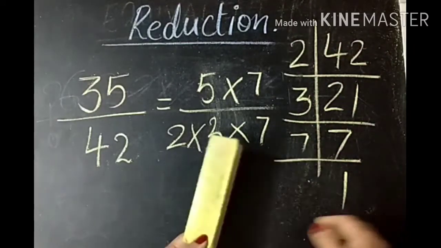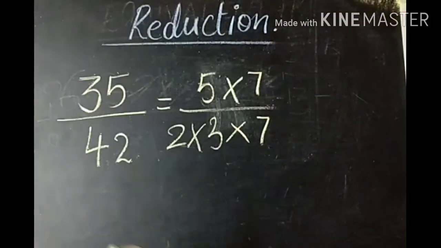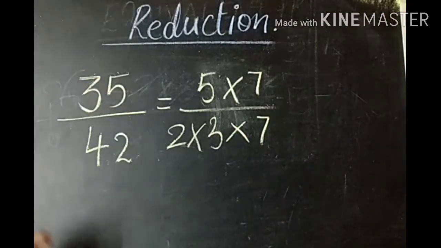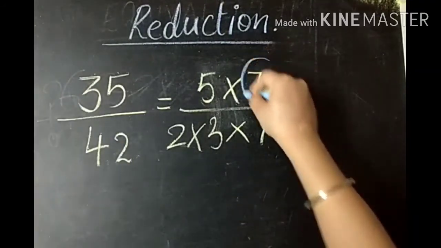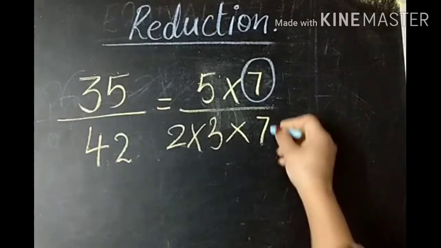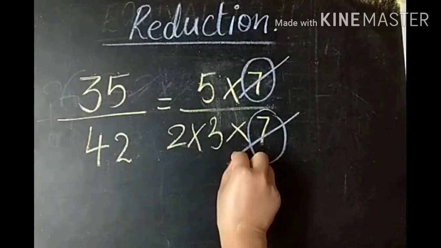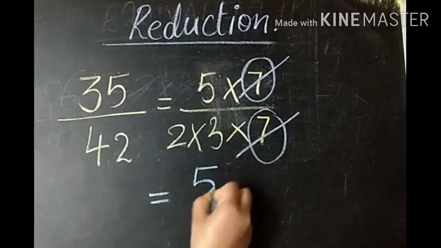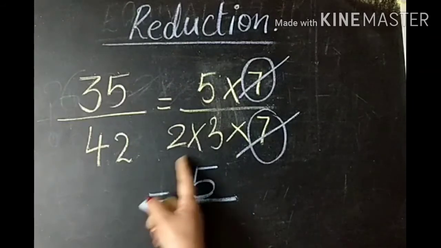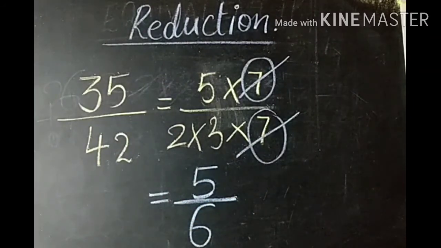So instead of this, we can simply write them out. What is our next step? We strike the common factors. So what are the common factors here? 7 is in 35 and 7 is in 42. We'll strike them off. What are we left with? We are left with 5 in the numerator and 6 in the denominator.